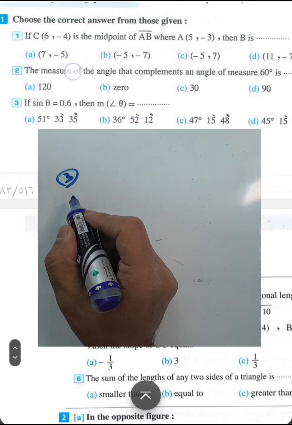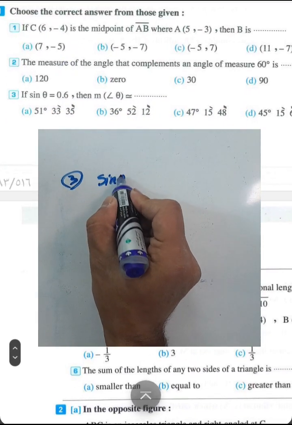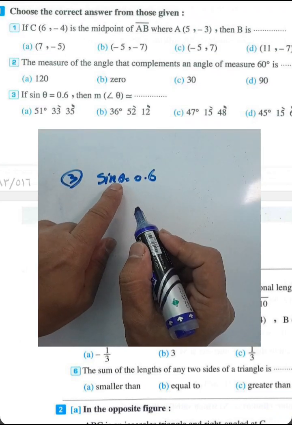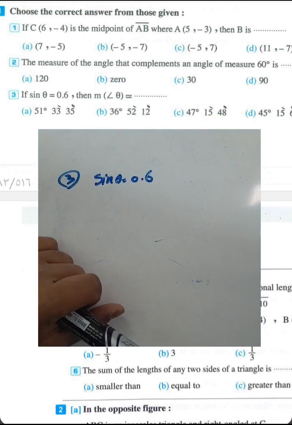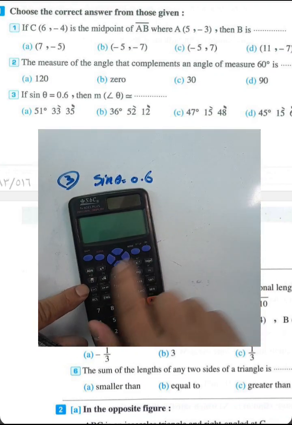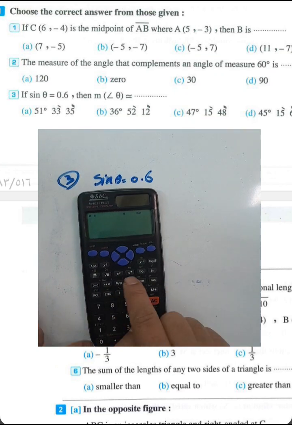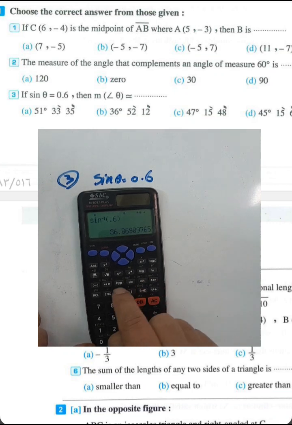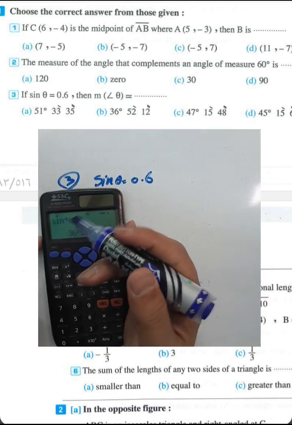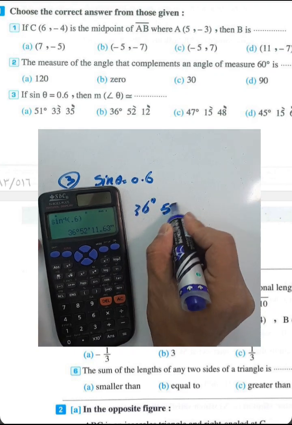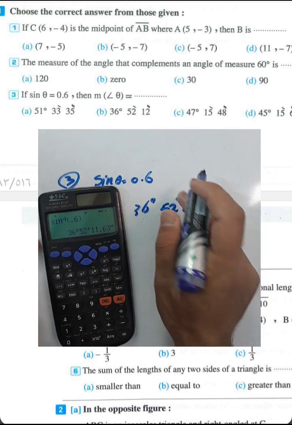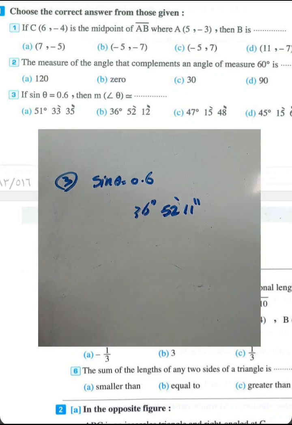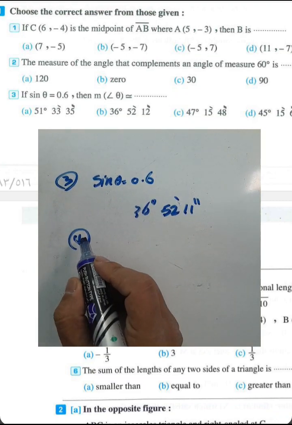Question number 3. If sine theta equals 6 tenths, this is the measure of angle theta. We can find the measure of angle theta by using a calculator, by using shift sine of 6 tenths. It will be 36 degrees, 52 minutes and 11 seconds. Okay, the result of question number 3.